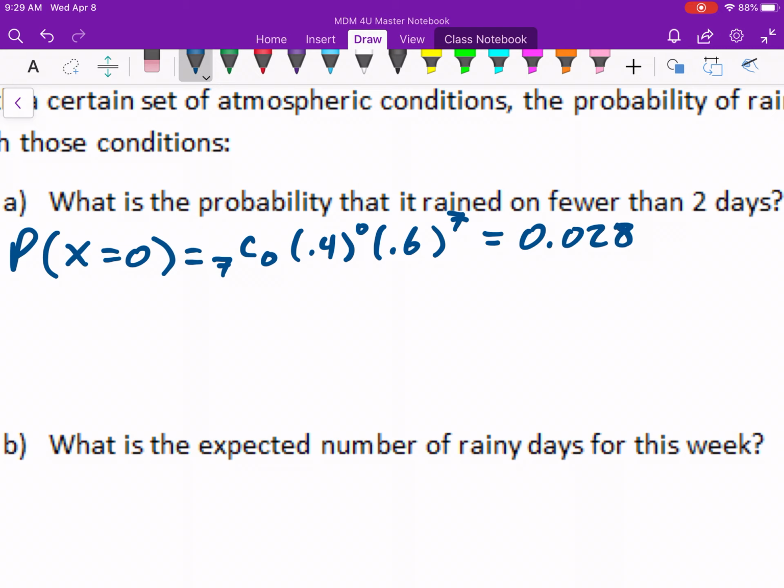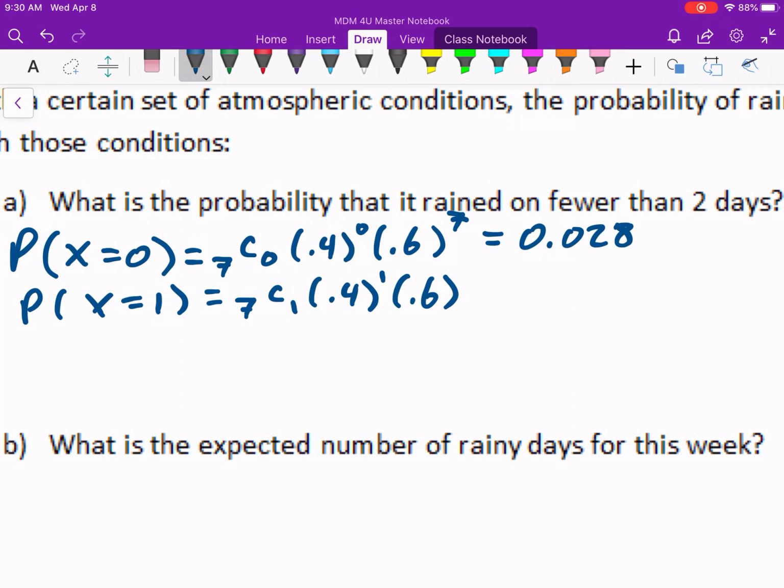So there's about a 3% probability that it's going to rain not at all if any one day has a 40% probability. The probability that it rains 1 day out of the week is going to be 7 choose 1 times 0.4 to the 1 times 0.6 to the 6. So again, we make x 1, and that changes the two exponents plus the one number that comes after the c. That's a higher probability. That one works out to be 0.131.